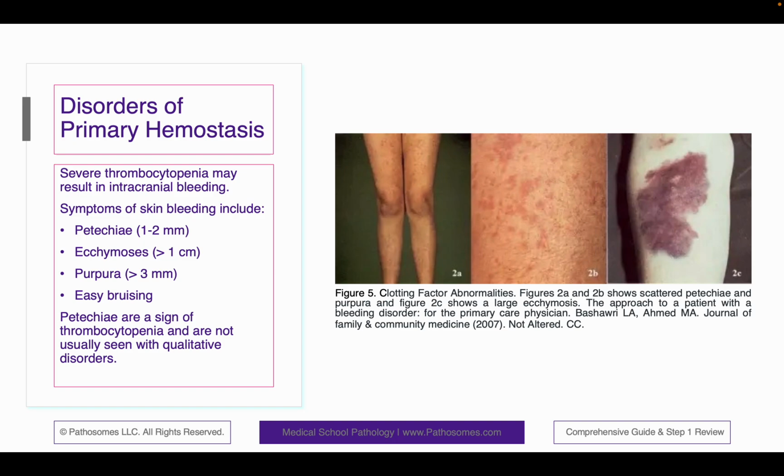Petechiae are a sign of thrombocytopenia and are not usually seen with qualitative disorders. The image on the right here shows what you will see clinically if your patient has some sort of clotting factor abnormality, such as scattered petechiae or purpura. And I believe purpura is greater than 3 centimeters.